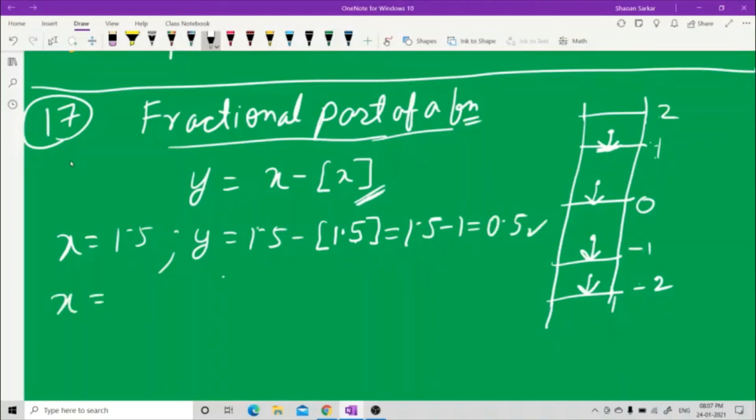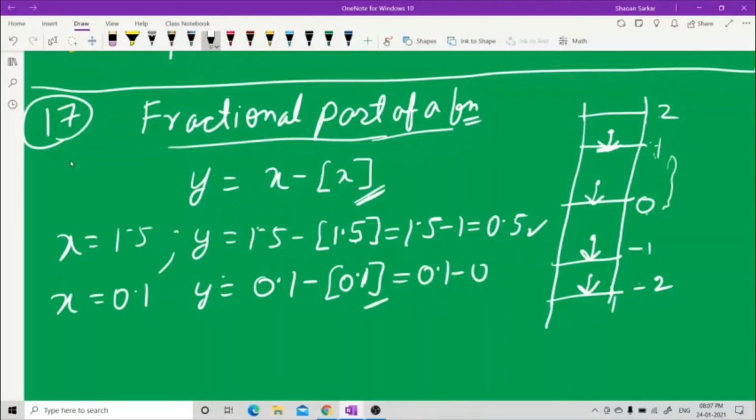Now let us take x equal to 0.1. So y is equal to 0.1 minus greatest integer floor function 0.1. Between 0 and 1, where does the function come? It comes to 0. So 0.1 minus 0, because it is coming to 0, see here, it is a floor function, so the answer is 0.1. I hope you have understood.